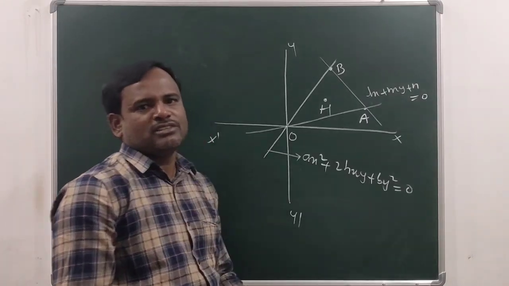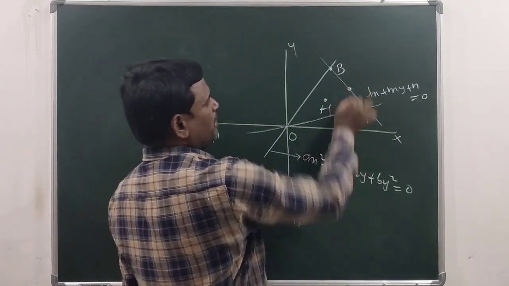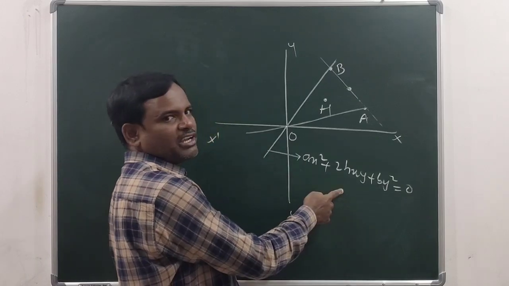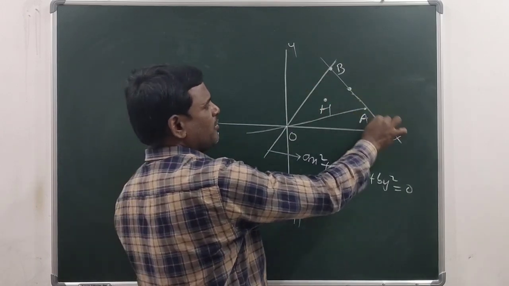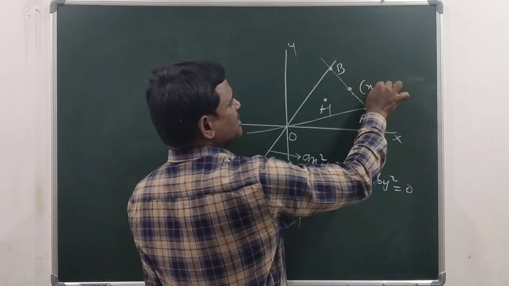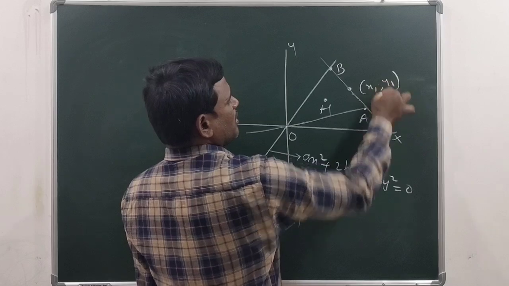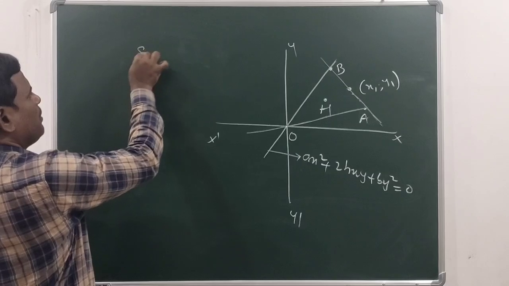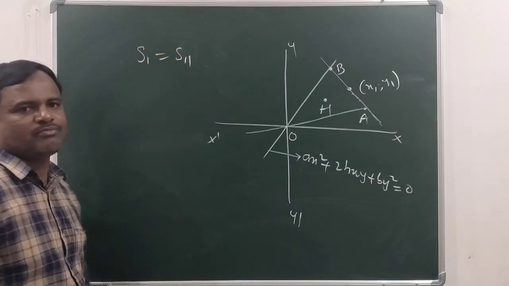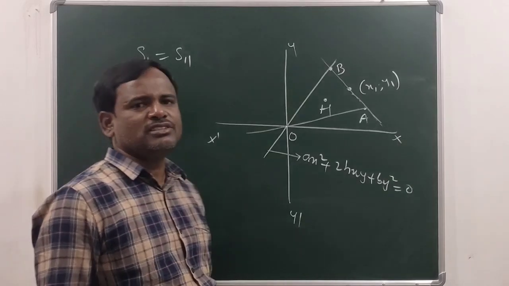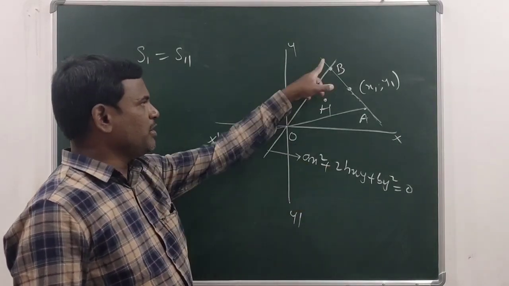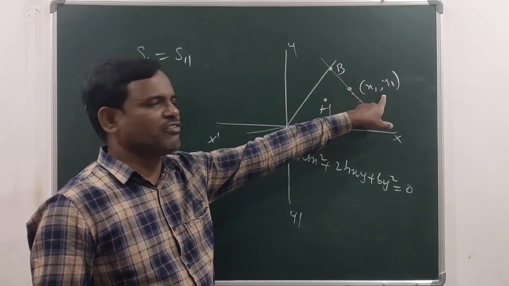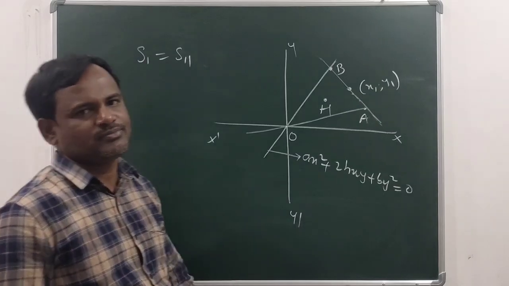And sometimes, students, the midpoint of this line will be given to you. This line equation will not be given, just this pair will be given to you, and the midpoint of this AB will be given as x1 comma y1, and they will ask you to find this AB line equation. In such a case, you have to apply the S1 equal to S11 relation. Okay students, this pair will be given to you and the midpoint of this AB is given as x1 y1, then find the equation of AB.